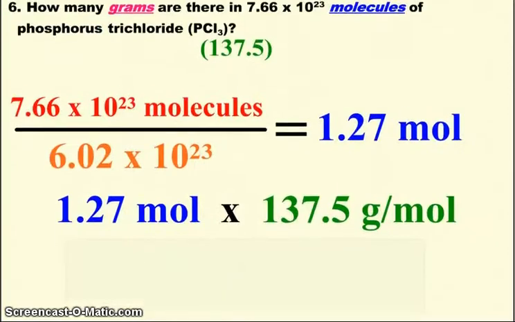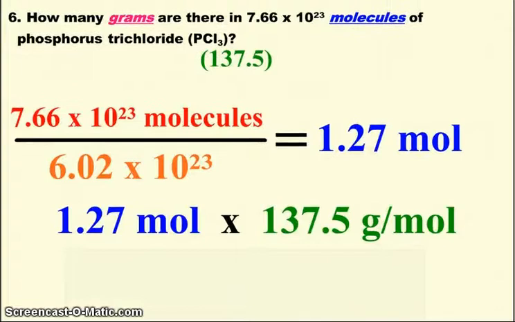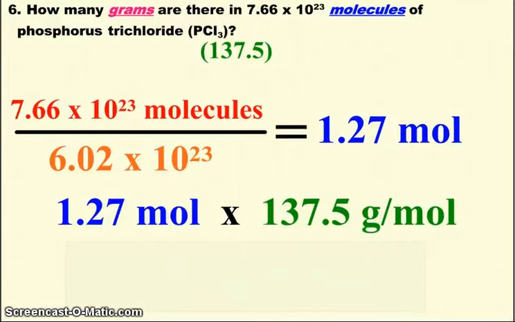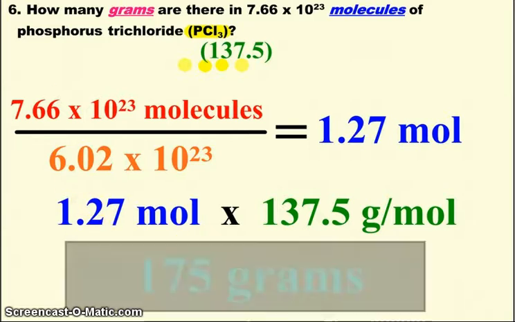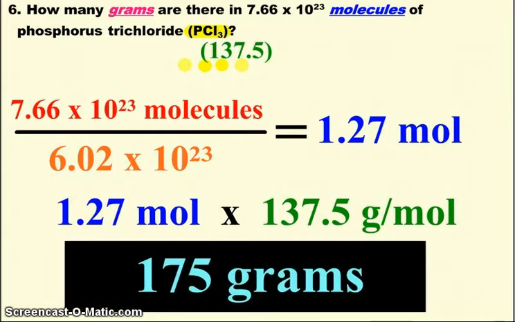And the final question, the mass. How many grams are there in 7.66 times 10 to the 23rd molecules of phosphorus trichloride? So first I have to take those molecules, divide by Avogadro, tells me how many moles, and then I need to multiply that by the periodic table mass. And so again, PCl3, phosphorus is 31.0, and then 3 chlorines, 35.5 each. Add those all up to get the 137.5. When you multiply, that's how you get the 175 grams.